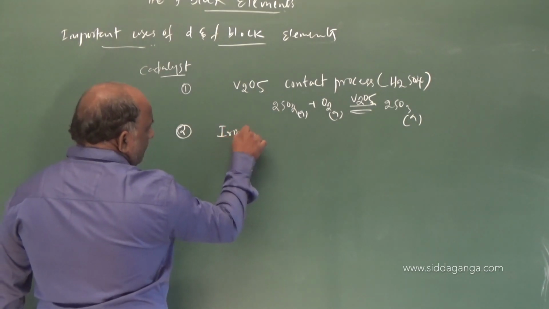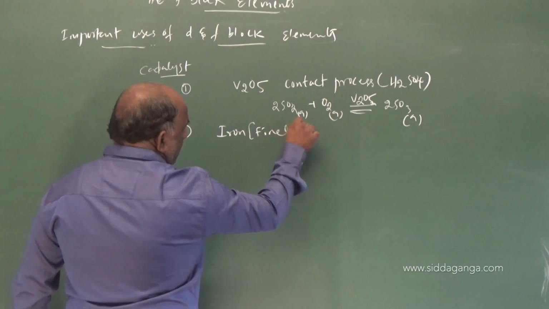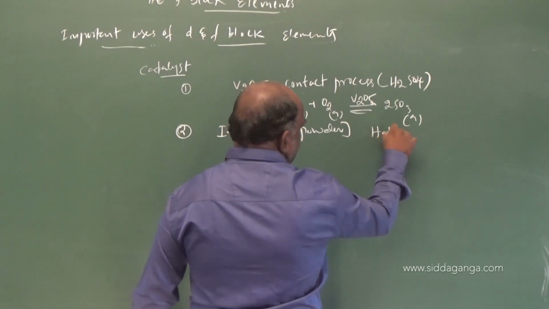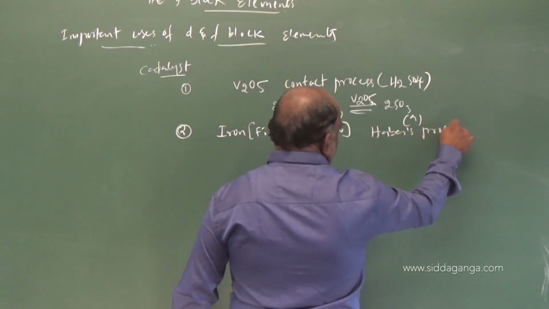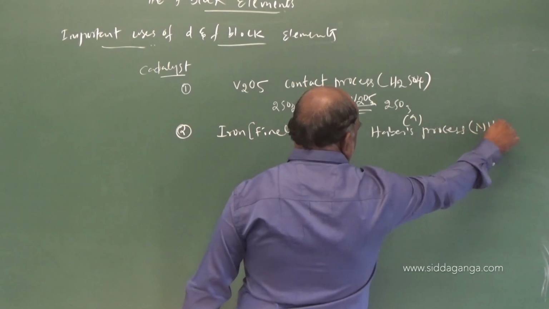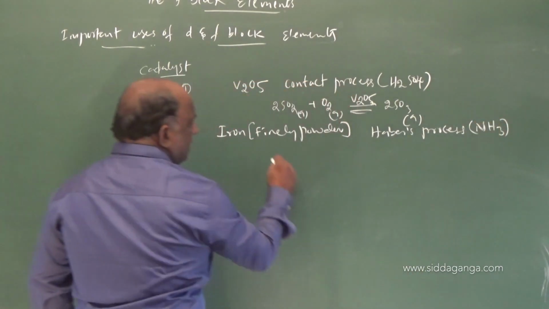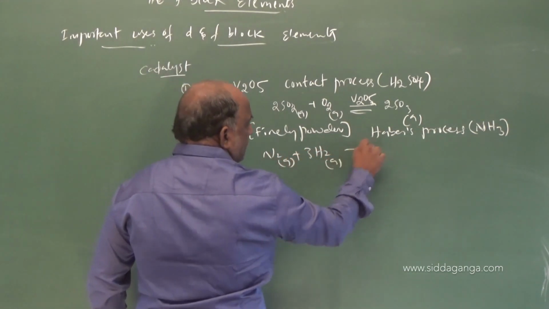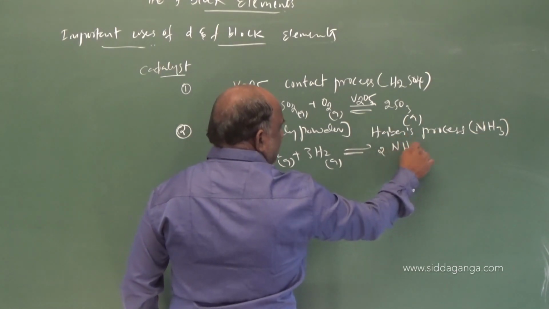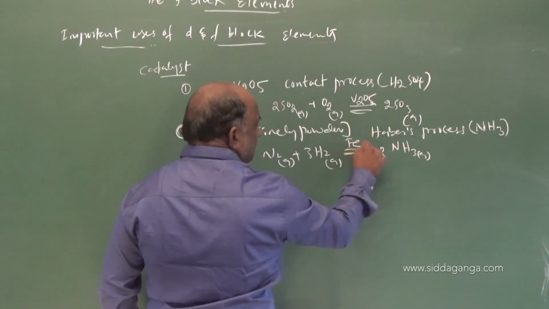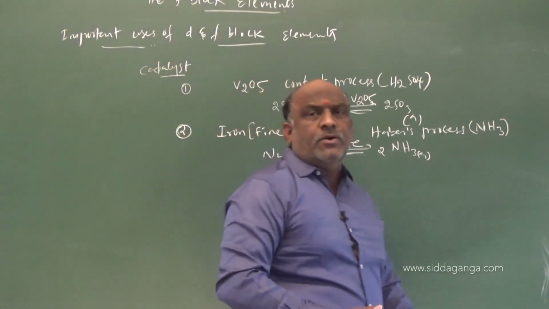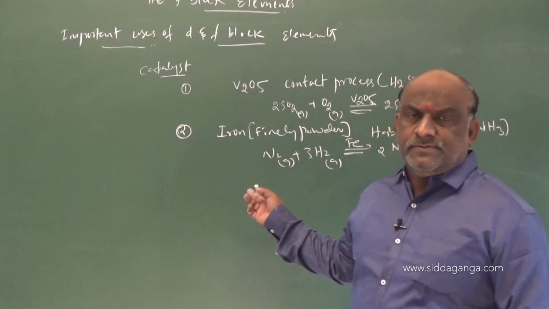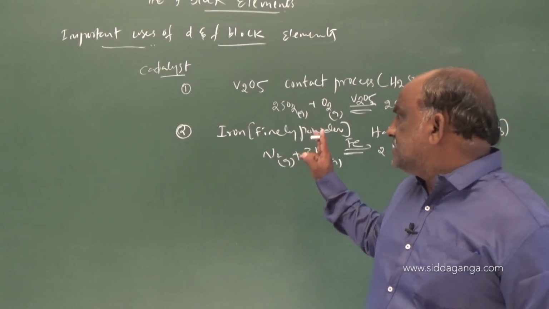And the second one is iron, finely powdered. This is Haber's process, the preparation of ammonia. The equation is N2 gas plus 3H2 gas equilibrium 2NH3 gas. Here the catalyst is iron. Finely powdered iron is used as a catalyst in Haber's process.